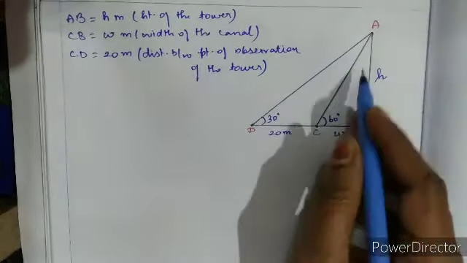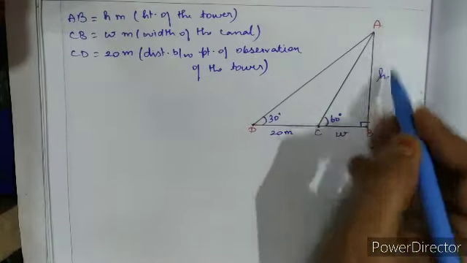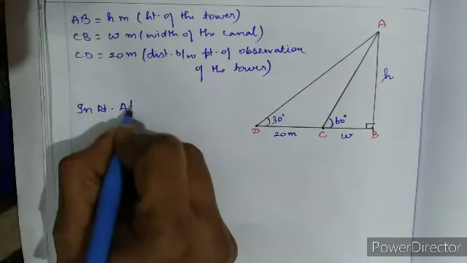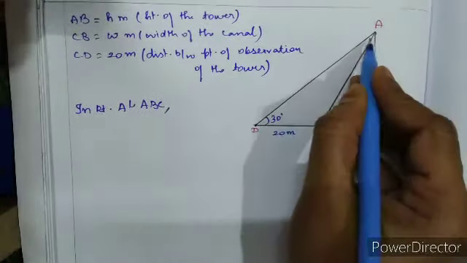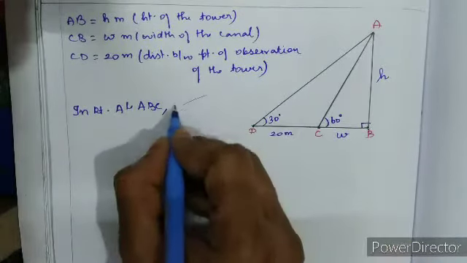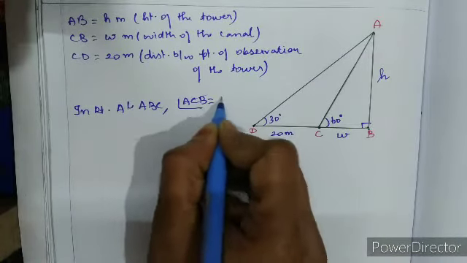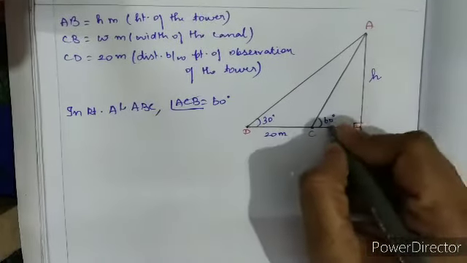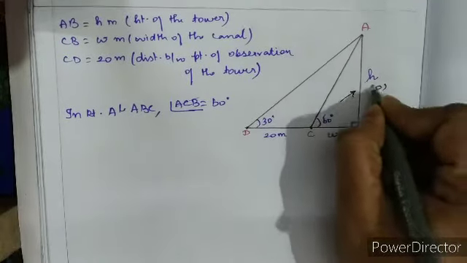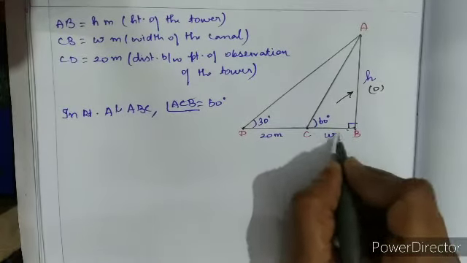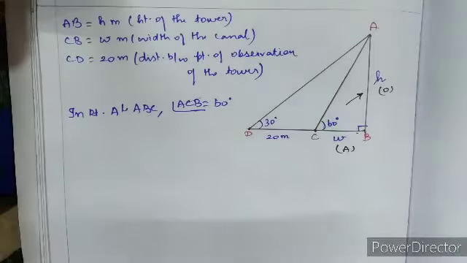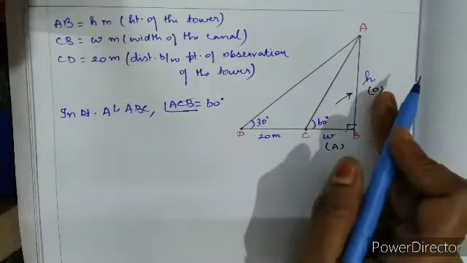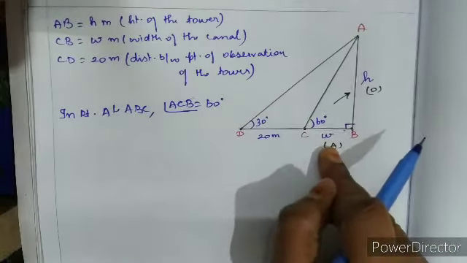So here, first I am going to consider this right triangle, that is ABC. In right triangle ABC, you see angle ACB is equal to 60 degrees. Here the side opposite theta is the opposite, and the side which is along the angle is the adjacent side. The values we have to find are in the opposite and the adjacent, isn't it? We have to find the value of H and also the value of W.